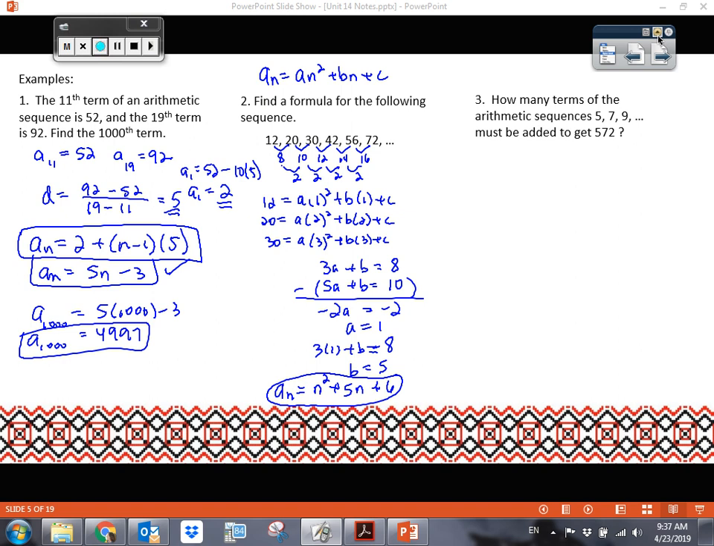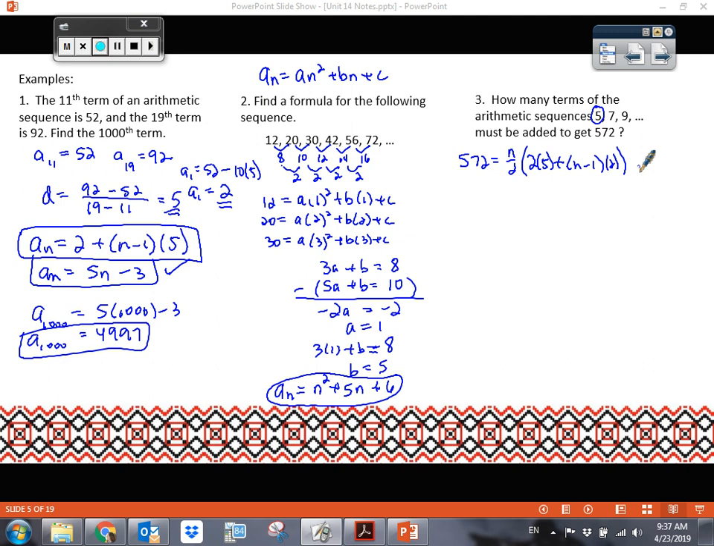So I know my sum is 572. And then my formula is n over 2 times 2 times a. Well, I know what a is, right? I know my first term. It's right here, so that's 5. And then it says plus n minus 1. I don't know what n is, but I do know the common difference, which is a positive 2. And now that becomes the equation that I need to solve.